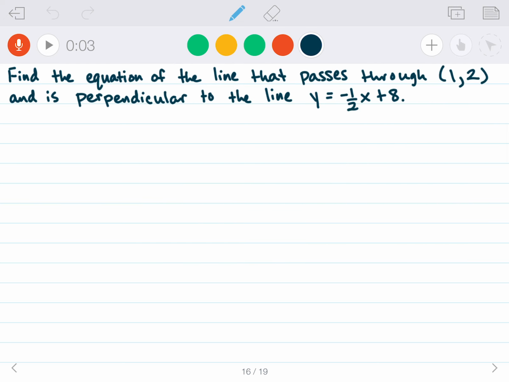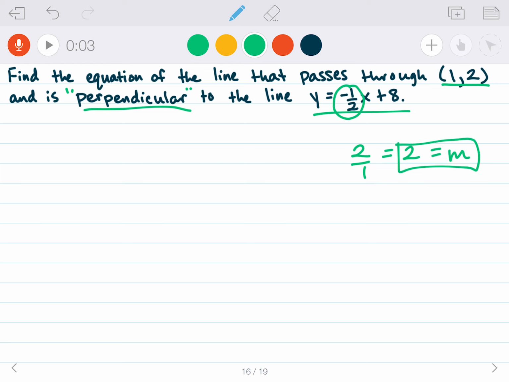Okay, let's try this one. So we're going to find the equation of the line that passes through this point and is perpendicular to this line. Perpendicular means opposite reciprocal slopes. So we take a look at this slope. M is negative 1 over 2. We flip it to 2 over 1 and make it positive, because it was originally negative, we make it positive. So 2 over 1 is 2. That's my slope. All right, so M is 2.